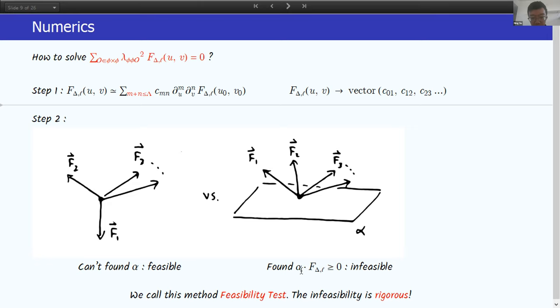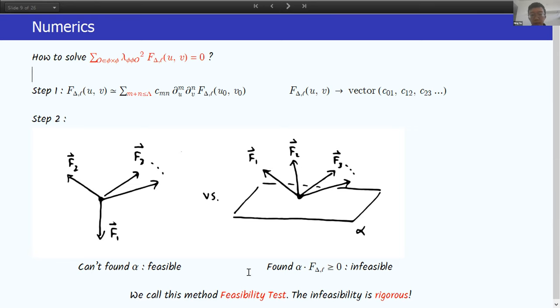Let me change the language a little bit. What I want to find is a function, now acting on these vectors, that gives me a positive number. I want to ask if it's possible to find such a function such that its action on all those vectors is positive. If such a function exists, then I let this function act on the equation. On the left-hand side, it gives me a positive number, but on the right-hand side, it gives me zero. So I conclude I find a contradiction, therefore this equation cannot hold. If I can't find such a function, then it's possible this equation can hold. I call this the feasible case, and if I find the function, I call it the infeasible case. I call this the feasibility test.